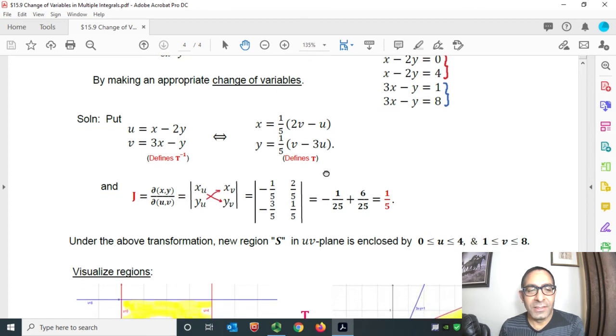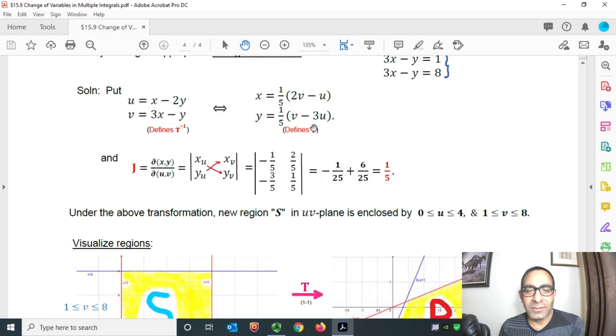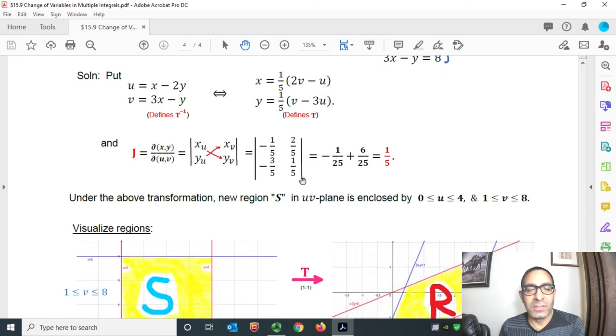Next, let's find the Jacobian of this transformation T. So here J equals the determinant of the 2 by 2 matrix whose entries are x_u, x_v, y_u, y_v. From these equations, x_u turns out to be negative 1/5, x_v turns out to be 2/5. Similarly, y_u turns out to be negative 3/5, and y_v turns out to be 1/5. Expanding this determinant gives us the Jacobian equals 1/5.